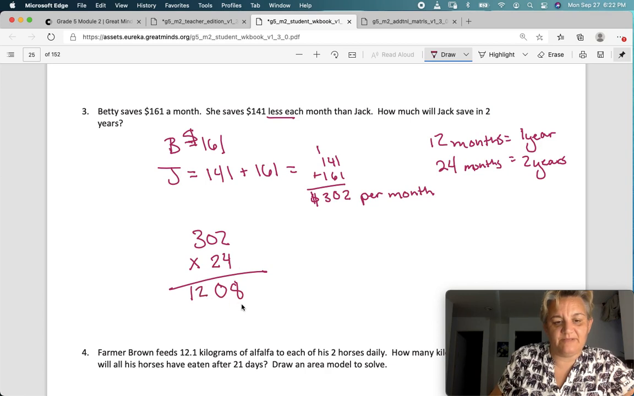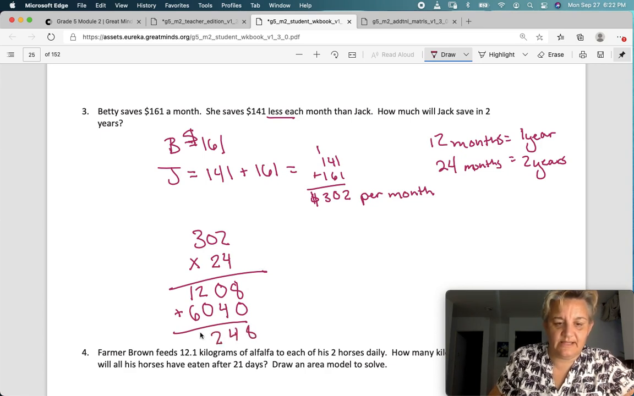Now I'm going to multiply the tens. 2 times 2 is 4. 2 times 0 is 0. 2 times 3 is 6. Okay, add those up. I have 8, 4, 2, and 7. That's a lot of money.